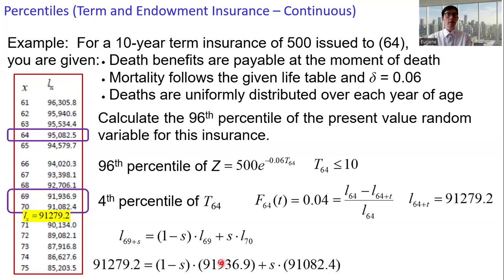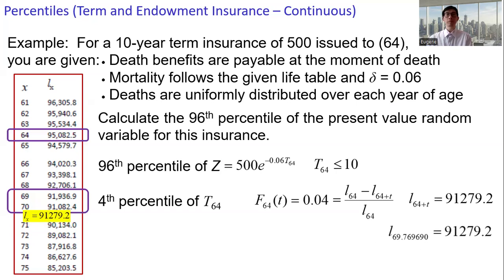L69, L70, and then we can solve for the value of s. This is not the value of T. So s is 0.7696. This corresponds to the life table function L at age 69.7696. From this, we can get the value of T.